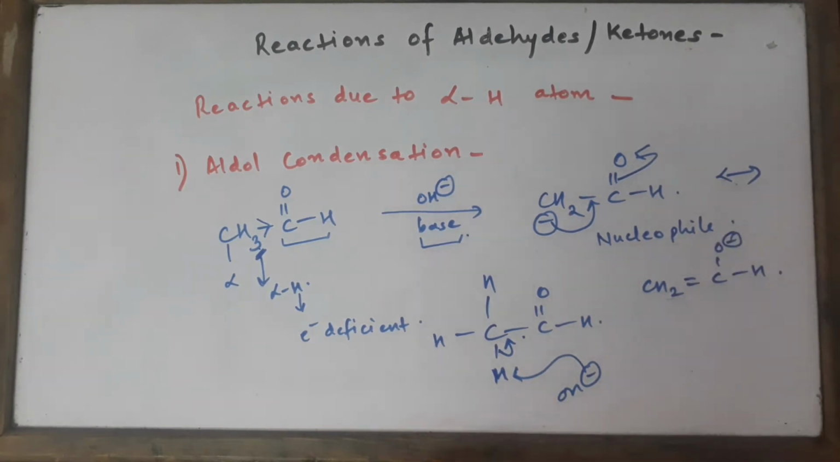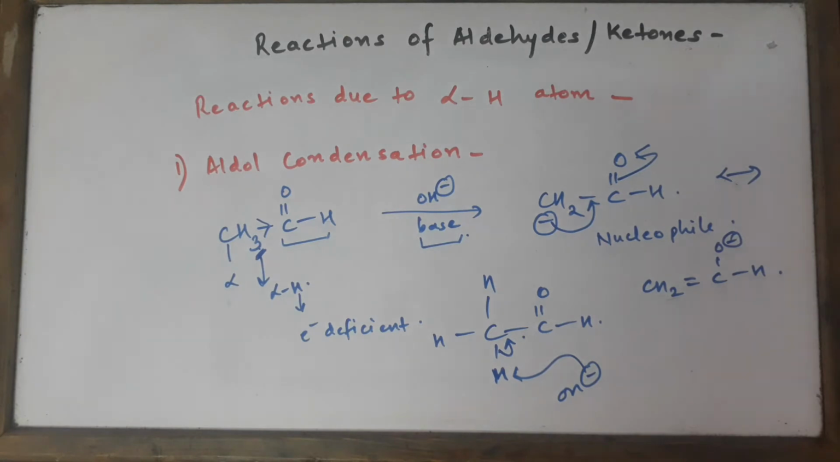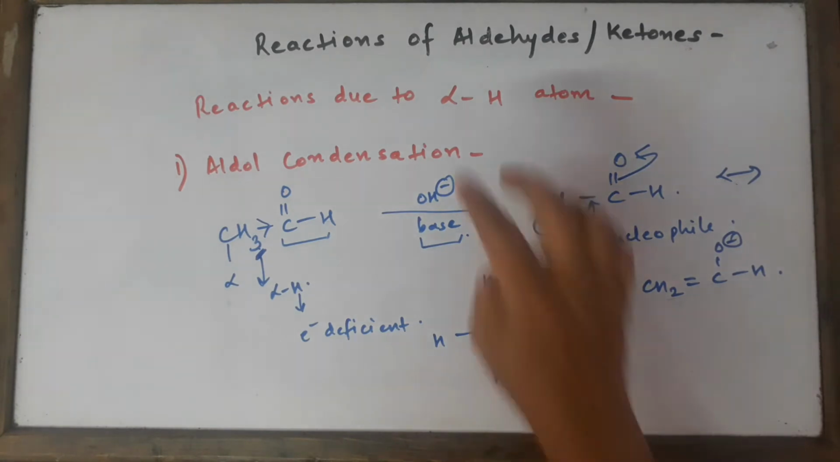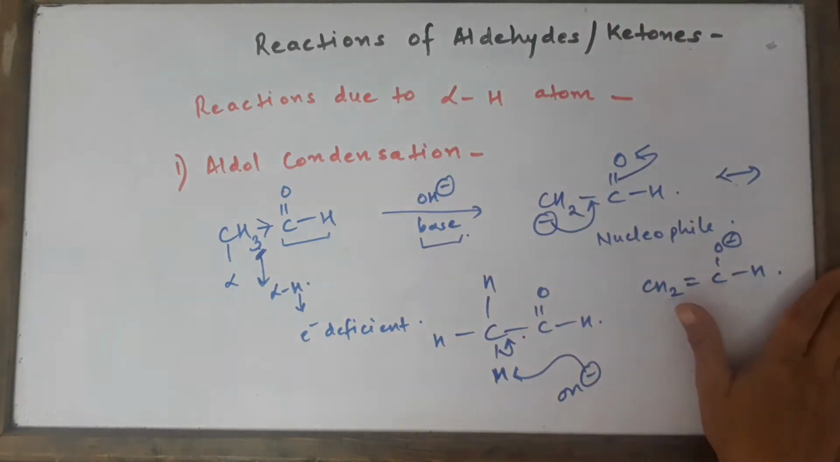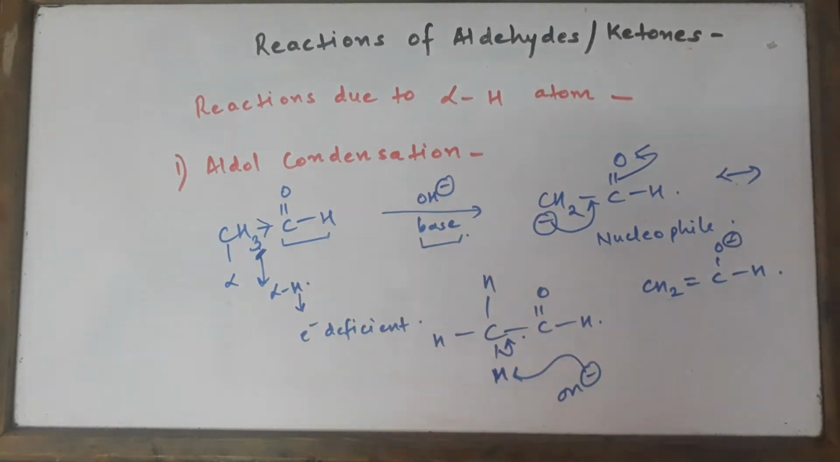All those compounds which have alpha hydrogen atoms are going to show aldol condensation, and the primary requirement to show aldol condensation is that you should have an alpha hydrogen atom. Let's see an example of how the aldol condensation takes place.